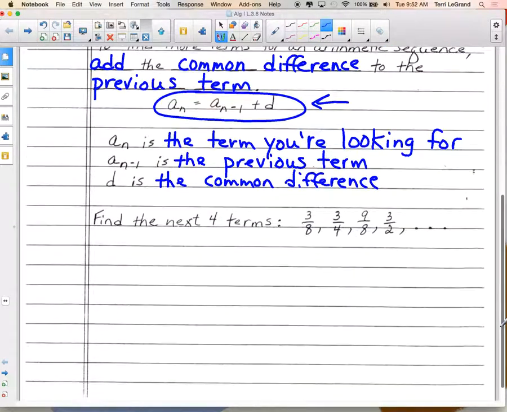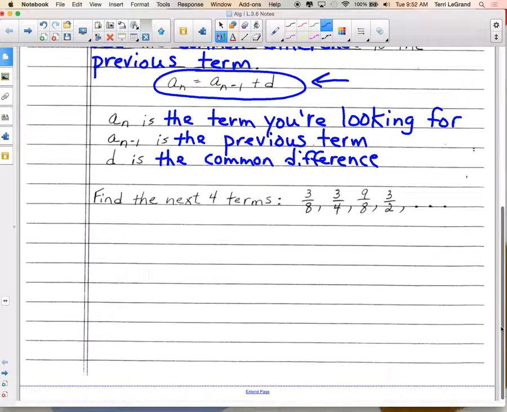Now, there is another formula for what if they give us 5 terms of an arithmetic sequence, and they say, hey, you, find the 50th term. Would you want to have to do this 45 times? No. So there's going to be another formula that we can use in that case. So find the next 4 terms.